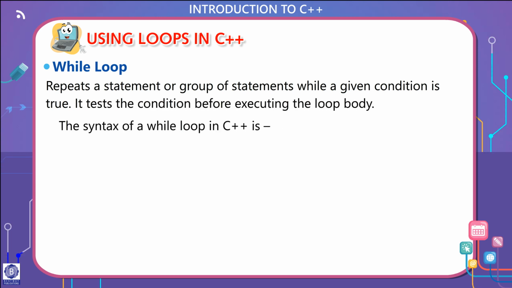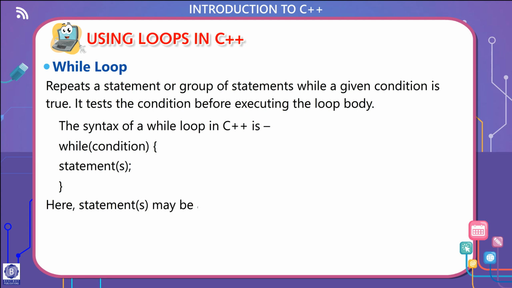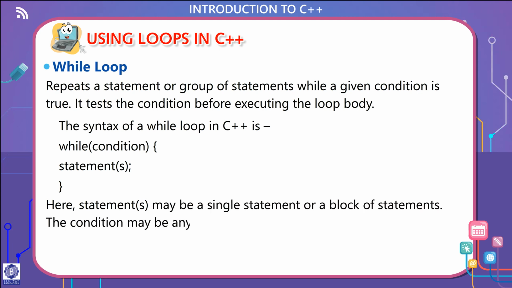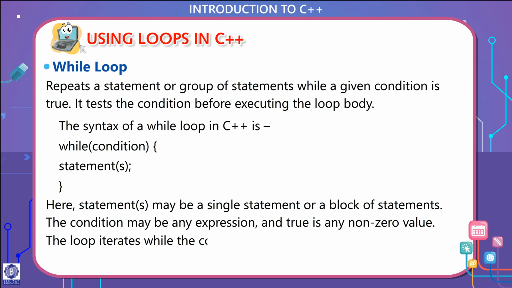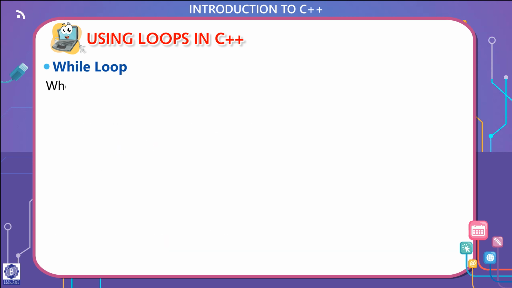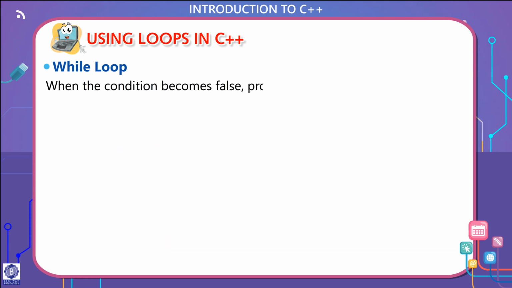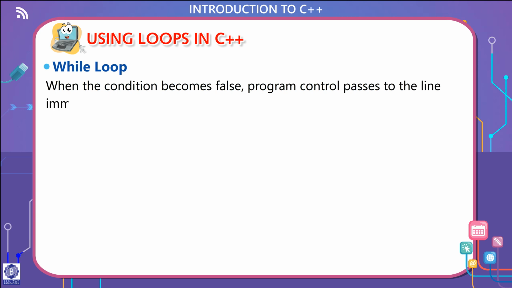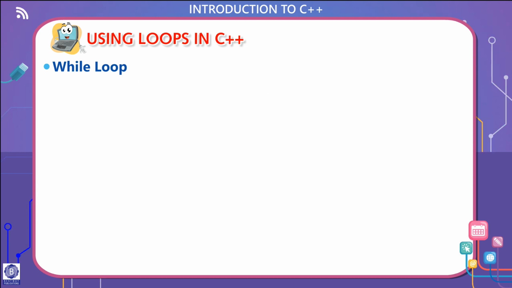The syntax of a while loop in C++ is: while (condition) { statements }. Here, statements may be a single statement or a block of statements. The condition may be any expression, and true is any non-zero value. The loop iterates while the condition is true. When the condition becomes false, program control passes to the line immediately following the loop.